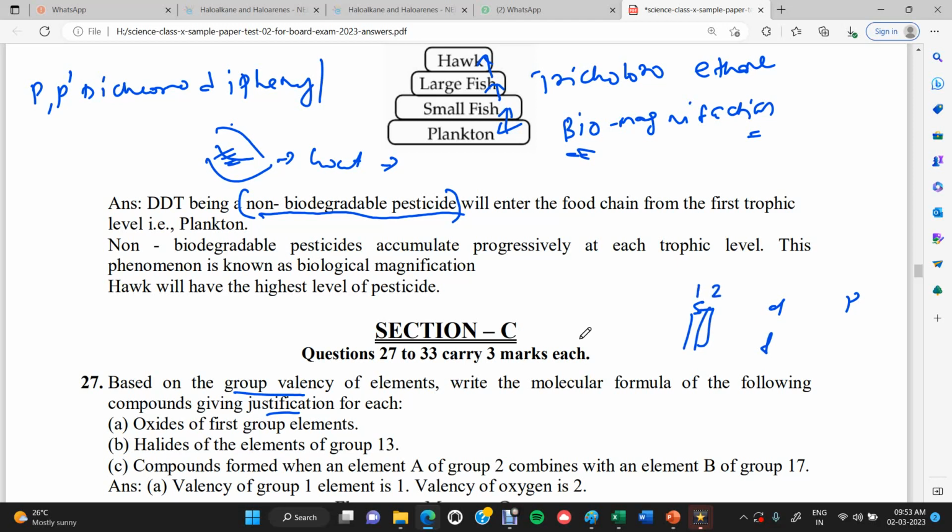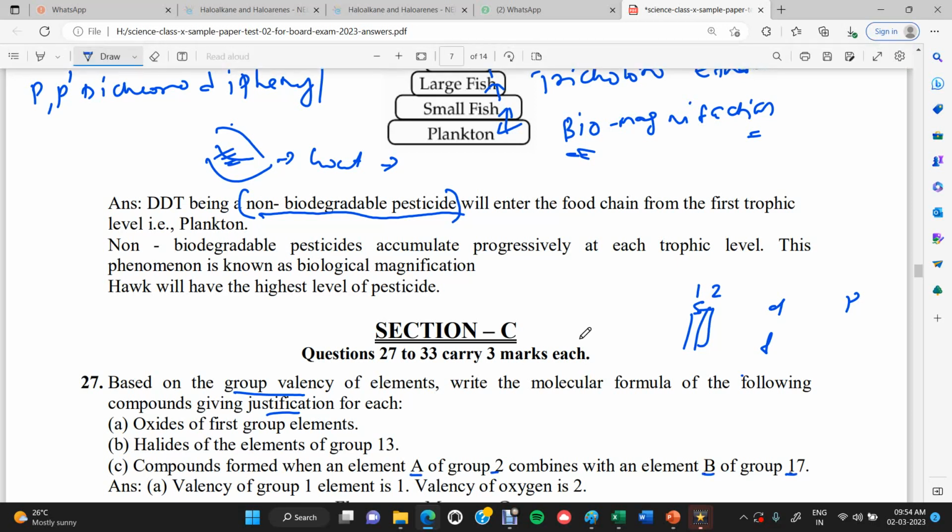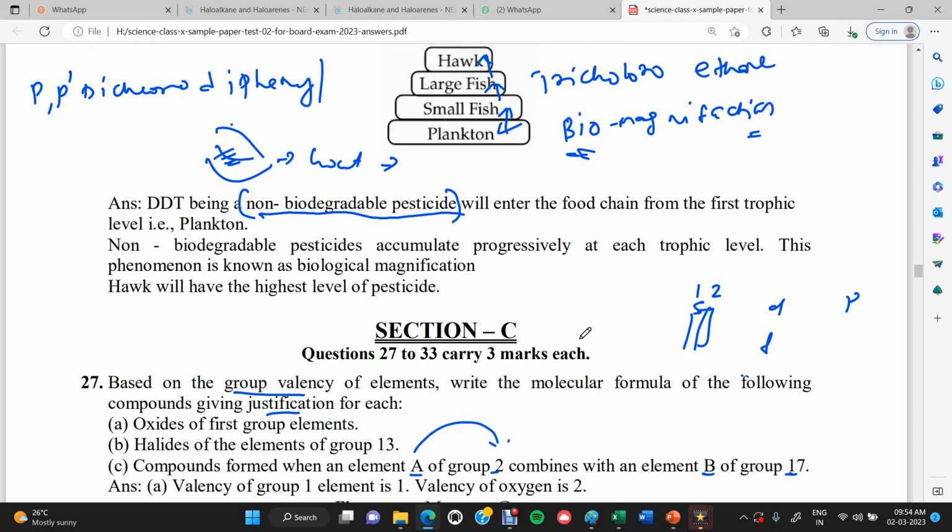Oxides of first group elements and halides of 13th group elements, and compounds formed when element A of group 2 combines with element B of group 17. So A belongs to group 2 and B belongs to group 17. If they combine together to form a compound, what will be the formula? Exactly, that's the right answer. So let us get into the answer here.